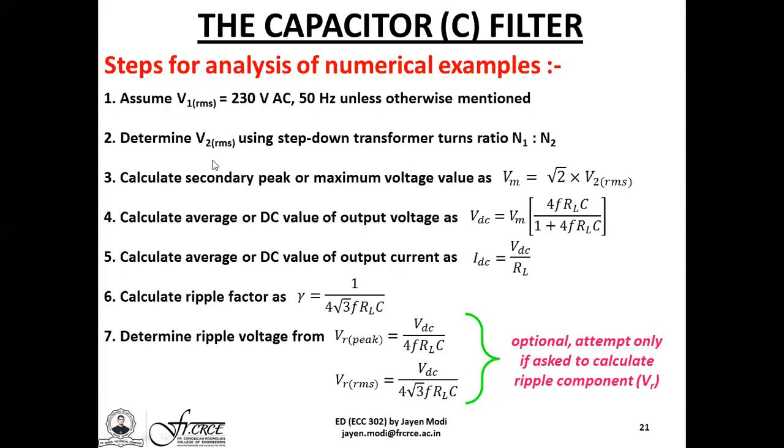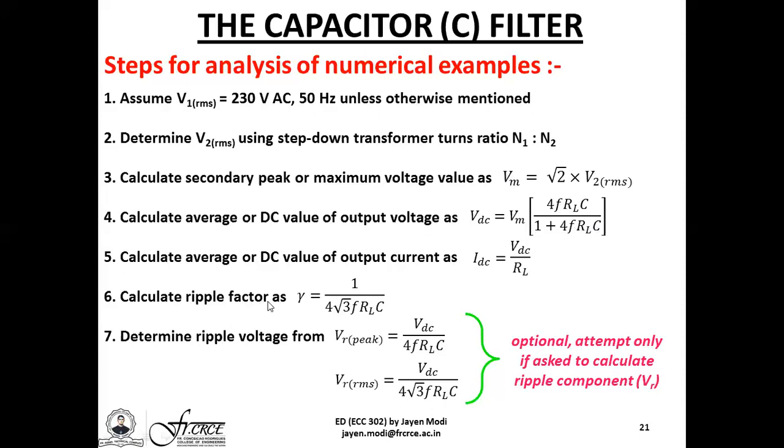Once you are able to calculate the RMS value of the secondary voltage, the maximum or the peak voltage Vm can now be obtained as root 2 multiplied by V2 RMS. This Vm is nothing but V2 peak value. Once you get the maximum or the peak secondary voltage, the average or the DC output voltage value can be easily obtained as VDC is equal to Vm, brackets open, 4 F RL C, the whole term divided by 1 plus 4 into F into RL into C. The average or the DC value of the output current can be given by Ohm's law, where IDC is equal to VDC upon the value RL.